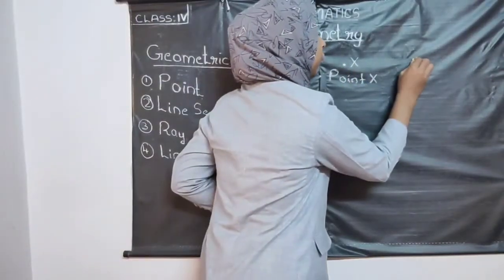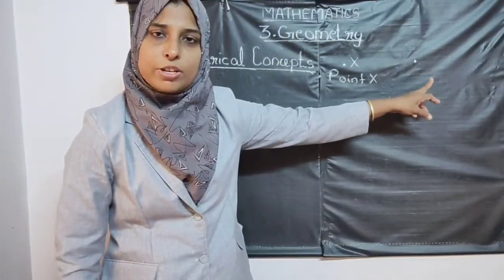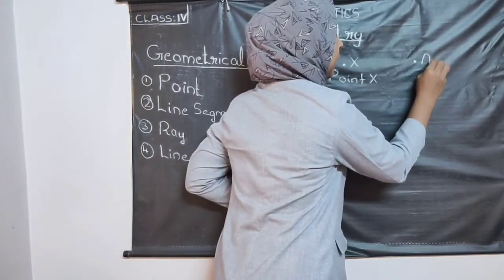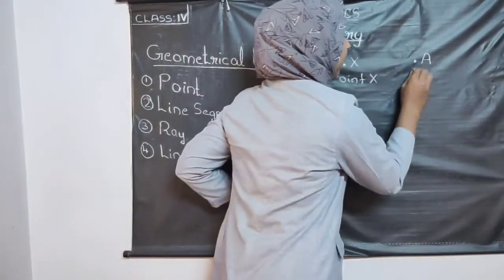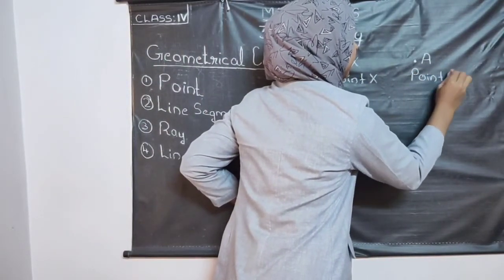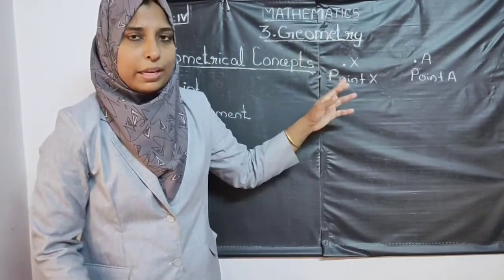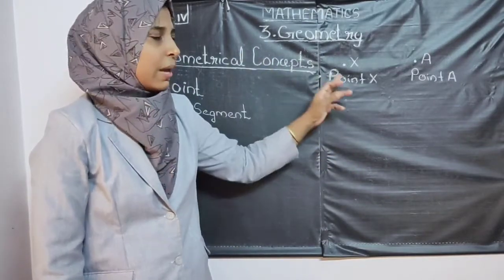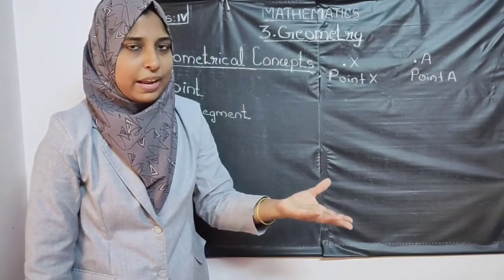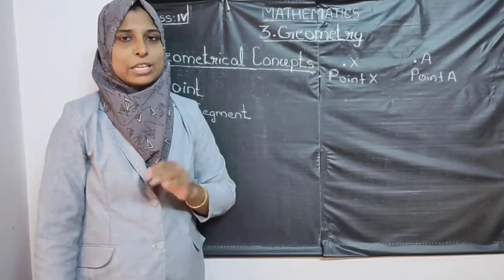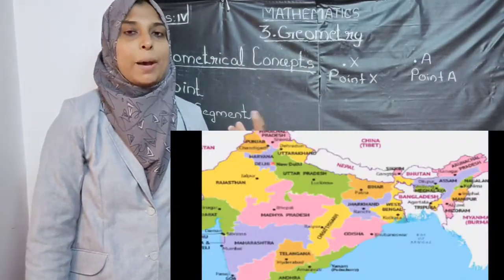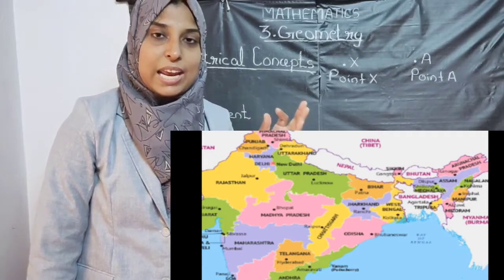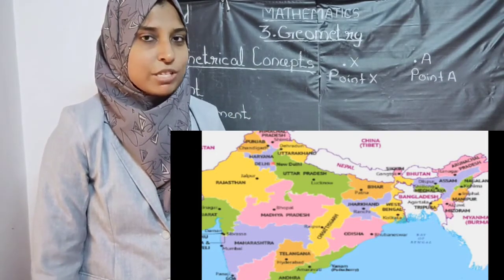Next I'm going to put another point. This is also a point, a small dot, and we can name it with any other English alphabet. Let it be capital letter A. This is point A, and a point has no length and width, so it cannot be measured. Children, a point is a small dot which can be made by any sharp object. For example, in our map, some dots are there to denote states and capitals. Those dots are examples of points.